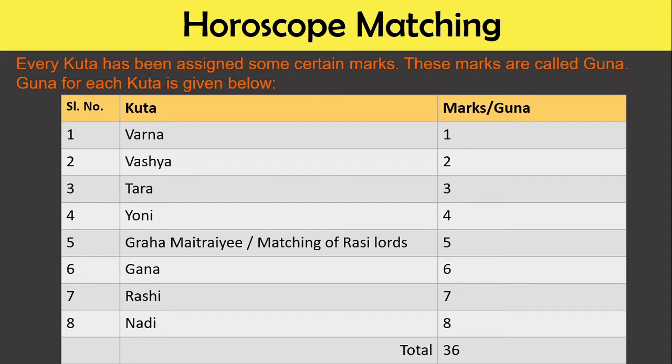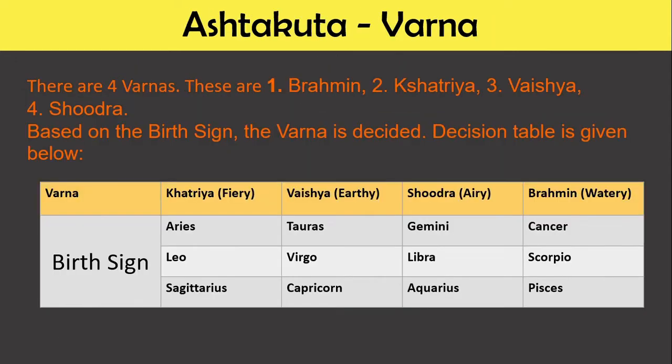Like first, Varna Kuta, marks given is 1. Second is Vaisya Kuta, marks given is 2. Third is Tara Kuta, marks given is 3. And so on. Eighth is Nari Kuta, marks given is 8. If we sum up all the marks or guna, the total will be 36. That is why this system is also called 36 gunas.